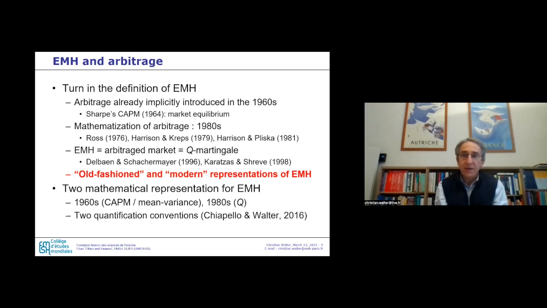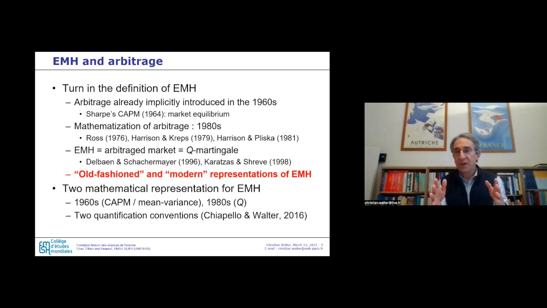So the papers of Harrison and Kreps in 1979 and Harrison and Pliska in 1981 are very important from this point of view. It's the reason why, in general, I say that it's not possible today to discuss the EMH in finance without considering the new framework of EMH, the framework based on the mathematization of arbitrage of the 80s.